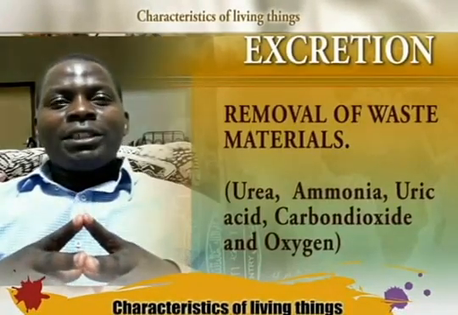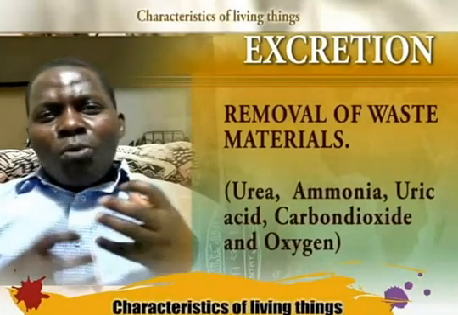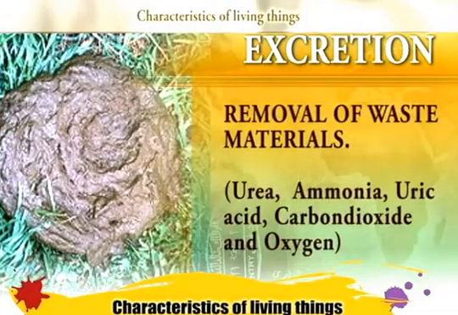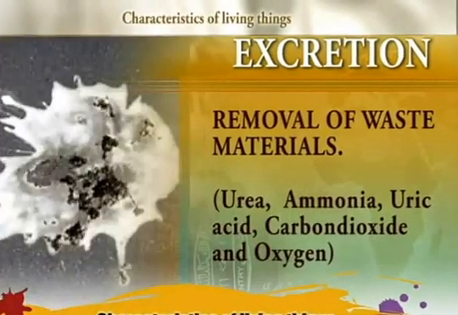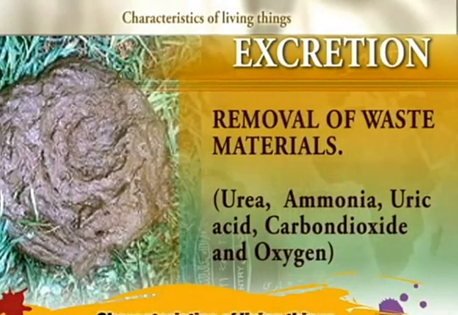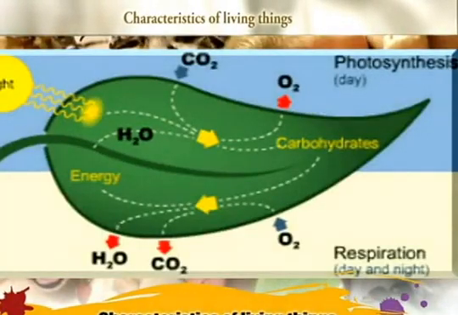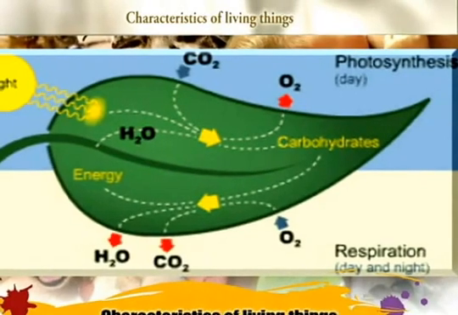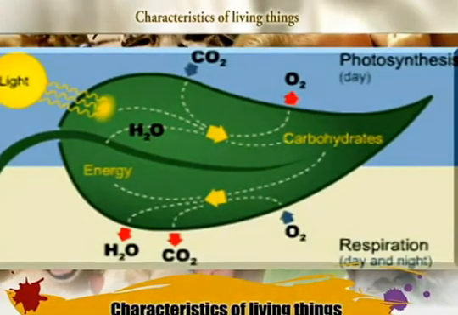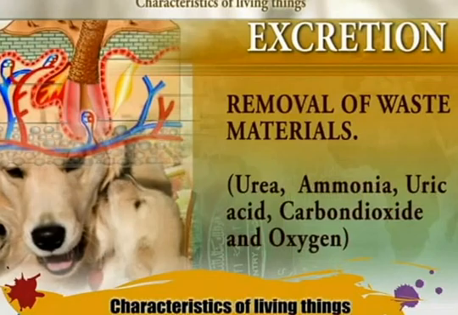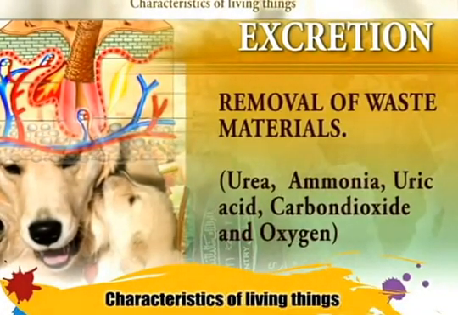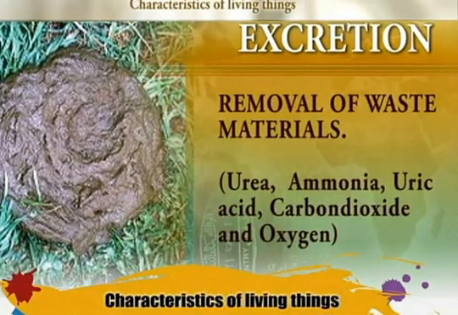Then another characteristic is excretion. Removal of waste materials from the organism. We remove from animals urea, we remove toxic materials like ammonia, uric acid, carbon dioxide. From plants, we remove oxygen as a waste material, and the removal of those waste materials is what we refer to as excretion. And all living things have this characteristic of removing waste materials from their bodies.